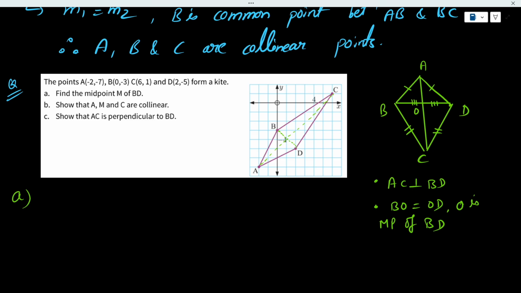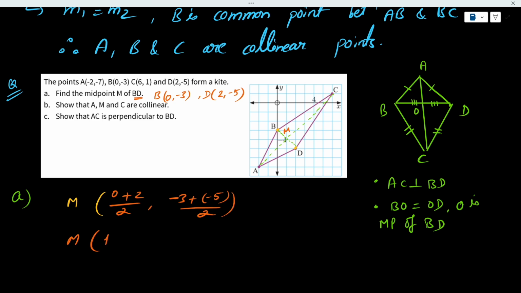If you take x1 plus x2, the coordinates of M are going to be here. B and D are the endpoints, and M is the midpoint of BD. That means you need to take the coordinates of B, which is 0, minus 3, and the coordinates of D, which is 2, minus 5, as the x1, x2 values. So it will be 0 plus 2 by 2, minus 3 plus minus 5 by 2, right? So what are going to be the coordinates of M?